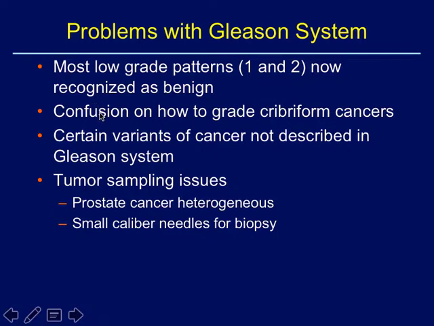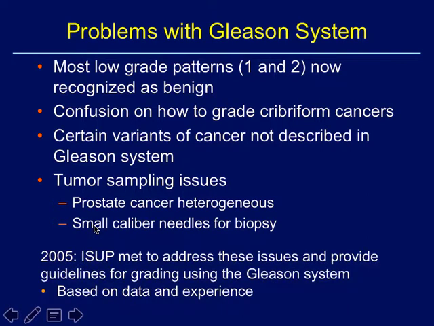As I pointed out in the early grading system, there was confusion on what to do with some of the patterns, particularly the so-called cribriform pattern, which I'll talk about in just a minute. Certain variants of the cancer, like mucinous cancer and ductal cancer, weren't even described in the Gleason grading system. We don't know what to do with those. And of course, there are tumor sampling issues, and we can't get away from these, and we'll talk more about this at the end of the talk. He himself noted that prostate cancer was heterogeneous, and that you could have different patterns within it. And with small caliber needles used for biopsy, you may only sample one pattern.